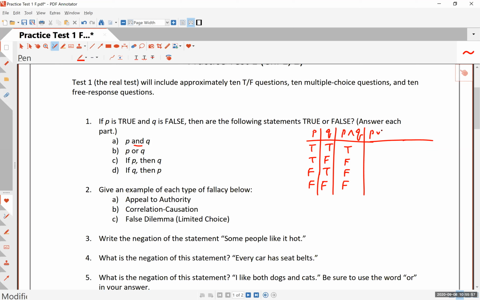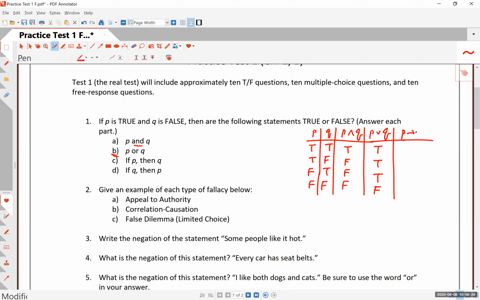The or statement is called the disjunction. That's the second part of this question. It is true if at least one of them is true. When you say blue or purple, if something's blue, that's okay. If it's purple, that's okay. If it's both blue and purple, that's okay. The only time the or statement is not true is if both P and Q are false.